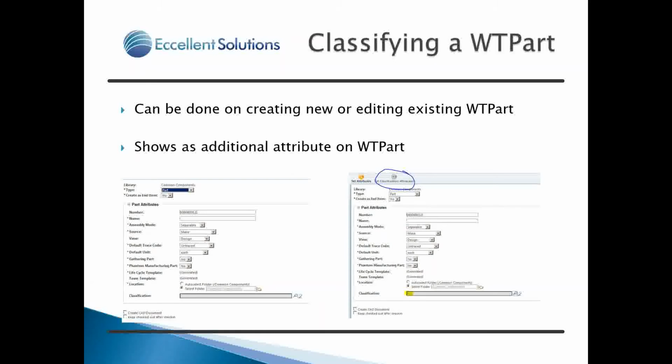Now for the basics, just classifying a WT part. You can classify a WT part either by creating a new one or editing an existing WT part. It shows simply as an additional attribute, just like any other attribute would on the WT part. On the image on the left, we see at the very beginning, after picking the main part type, we don't have a classification yet, but if we click on the magnifying glass and select the classification, we'll see that there is another classification called nut selected here, and there will be another step in the wizard where you can set your classification attributes, which we'll show in the demo.